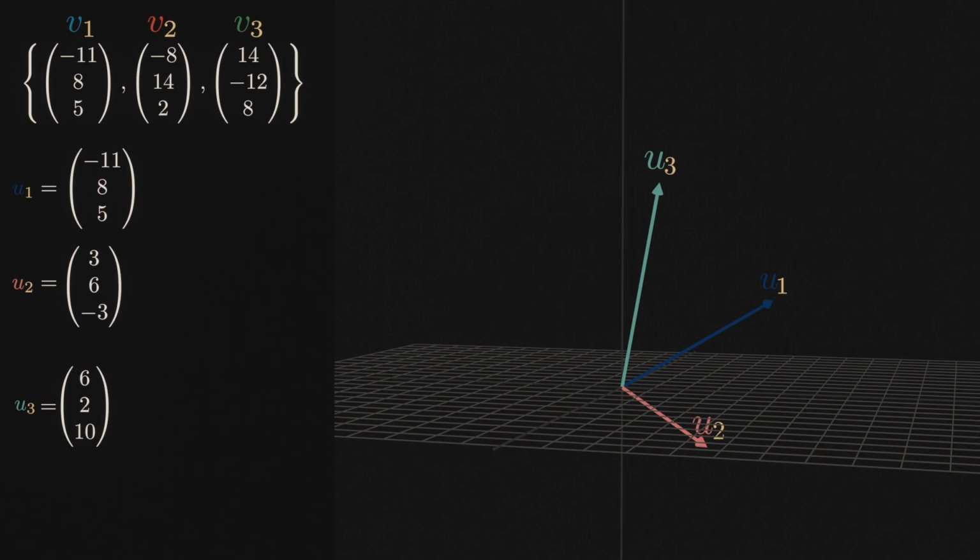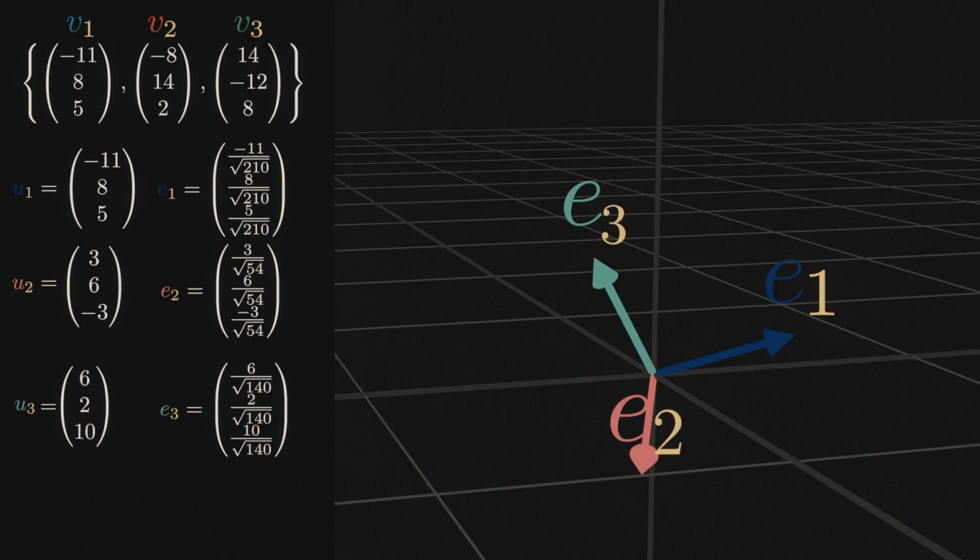To check our work, feel free to take the dot product of any of the two vectors to see that they're orthogonal. All that is left to get an orthonormal basis is to normalize our vectors. For each vector, we divide it by its length. And now finally, we have gotten an orthonormal basis.